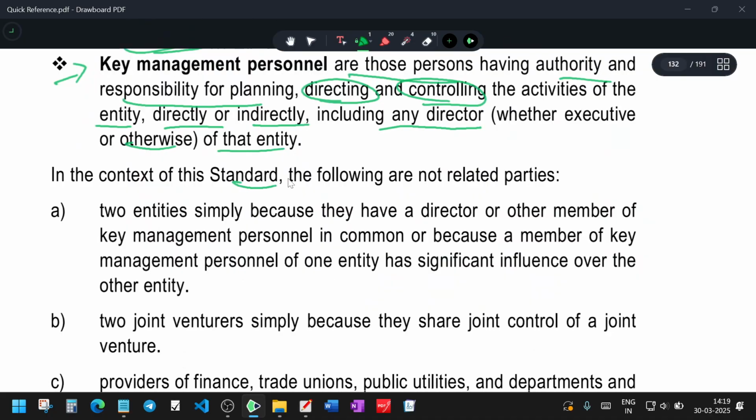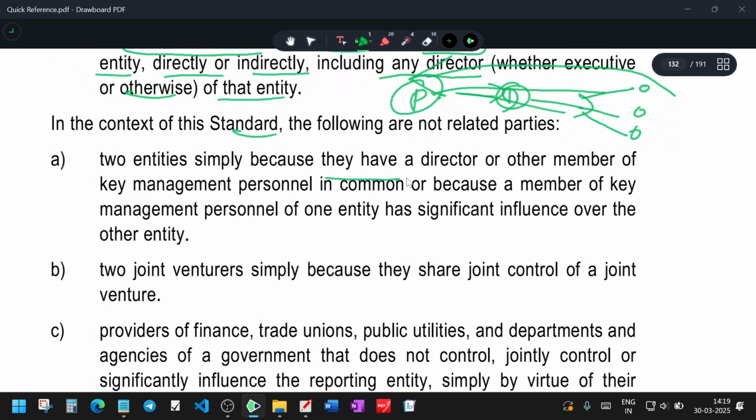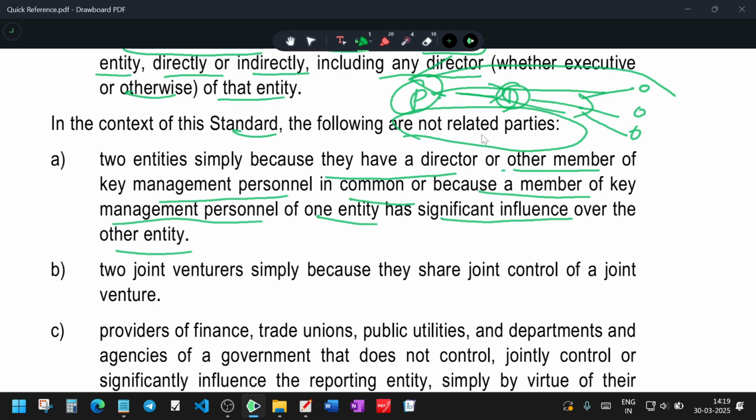In the context of the standard, a parent company controls this director, and that director can have seats in various companies. So these companies are influencing each other, and this is a related party to all these companies when they have a transaction. The entities are not related simply because they have a director or other key management person in common, unless a key management person of one entity has significant influence over the other entity. So always, if they have a common director in both companies, you should consider related party. There should be significant influence and there should be a transaction.